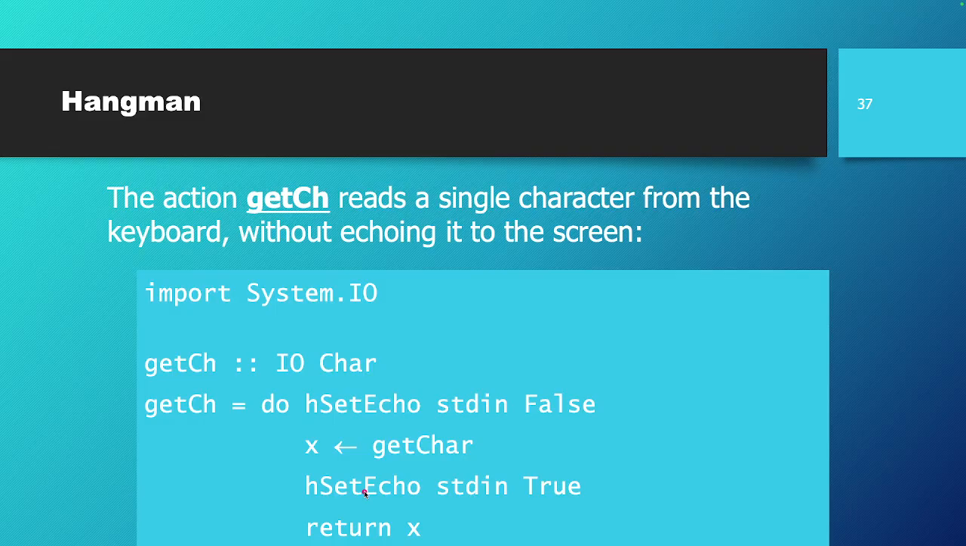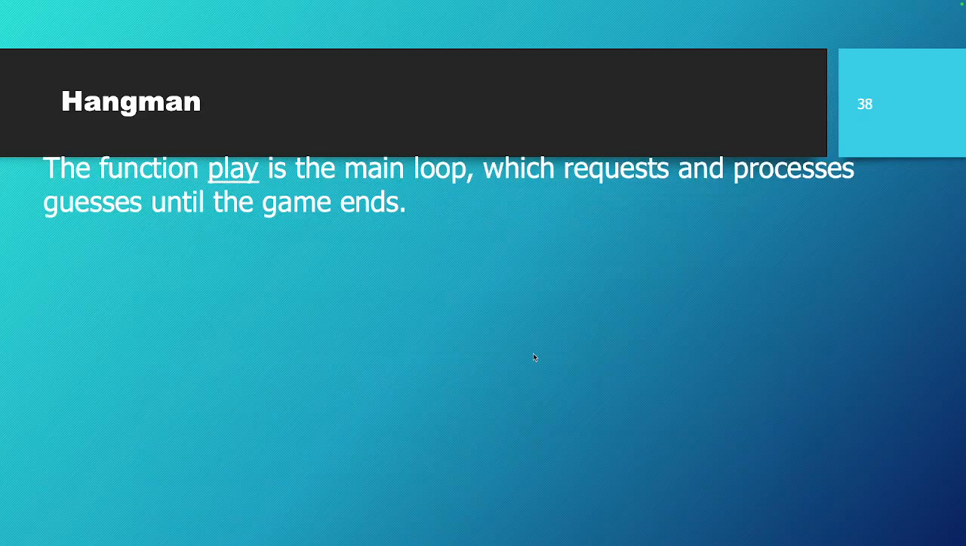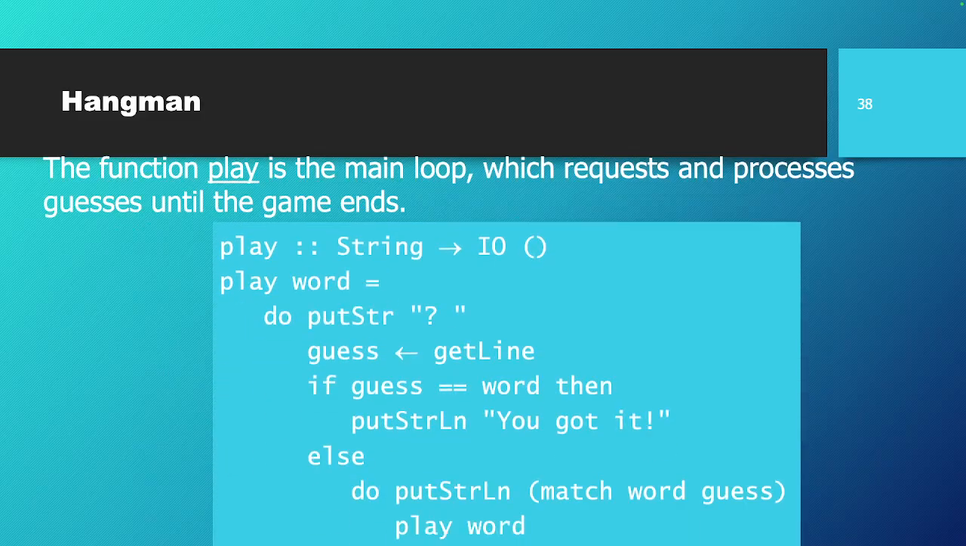Always set it off, set it back on in the end, and it keeps it. It's not going to have any effect on anything else. Okay, the main loop is this. So you're saying, play word. This is the word that you're bringing in, and this is the word that you're trying to guess.